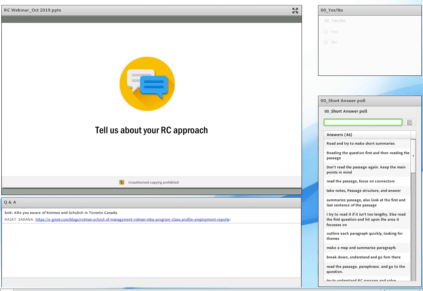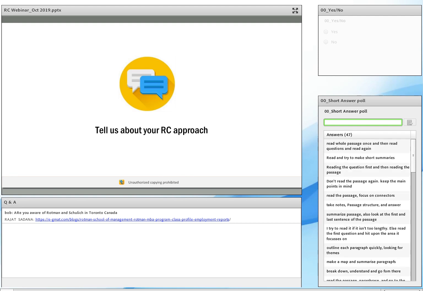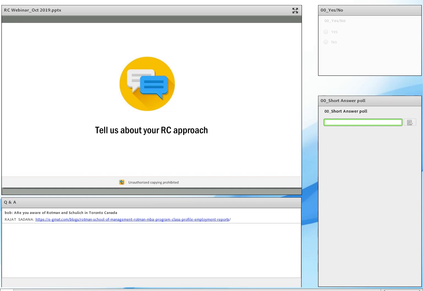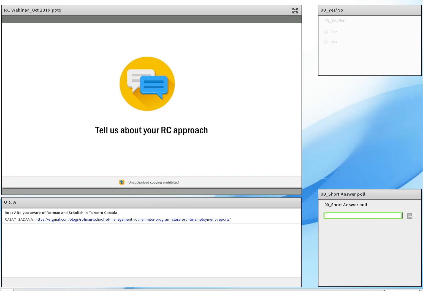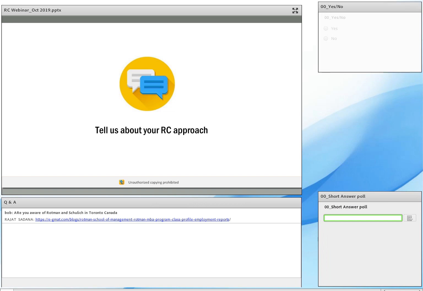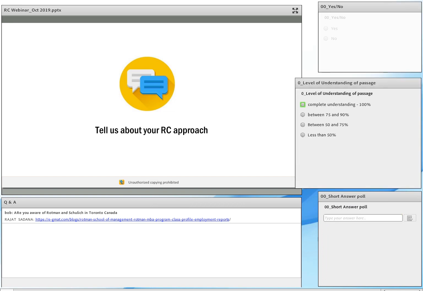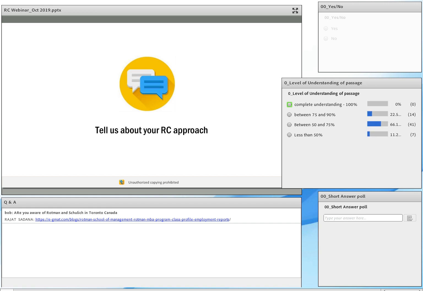Now I'm going to ask one more question about your approach, which is that today when you read an RC passage, what level of understanding do you get from the passage before you start reading the question and the answer choices? So what is the level of understanding that you have today from the passage before you start looking at the questions and the answers? Okay, so today most of you have less than 50% understanding of the passage before you start looking at the question.